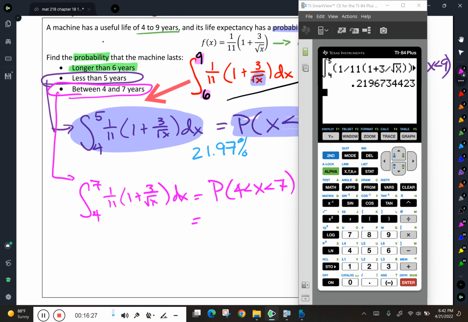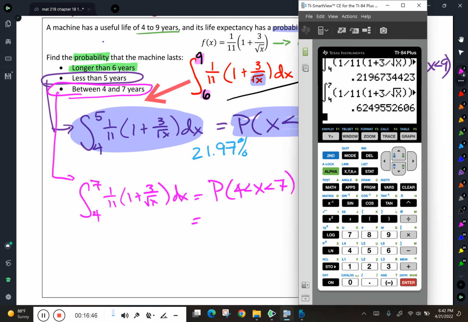Now I'm going to show you even another trick. Since I've already got that integrand typed in, can I just go back up there, steal it, copy it down here, and then just go through and change those limits of integration from 4 to 5 to 4 to 7, and press enter, and get that that's 62.5%. So there's a 62.5% chance that this machine will last between 4 and 7 years.